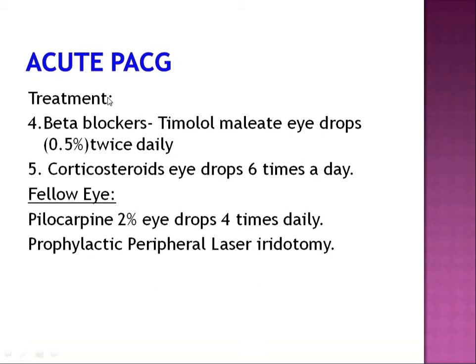In all cases of angle closure glaucoma, the basic mechanism is the closed angles. So you have to make the angles deep once you have controlled the intraocular pressure. That is why you have to go for a laser iridotomy in both the eyes.